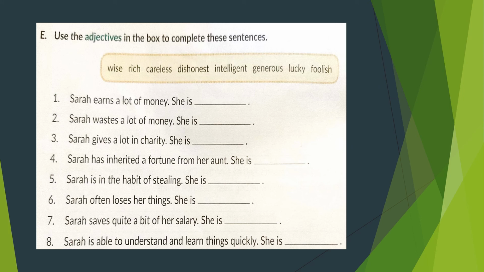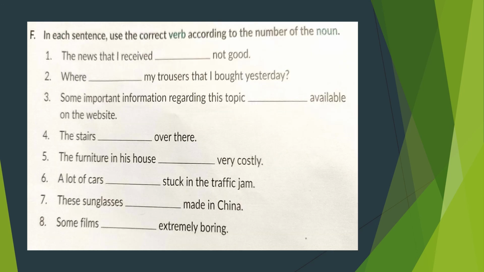Come to exercise E. Here is a box. Some adjectives are given. Use them and fill in the blanks. Sarah earns a lot of money. She is rich. Sarah wastes a lot of money. She is foolish. Sarah gives a lot in charity. She is generous. Now, depending on the qualities of Sarah, you have to choose the correct adjective.